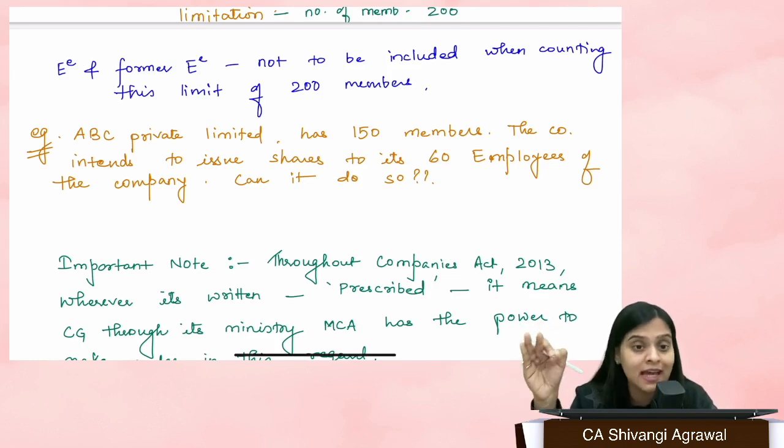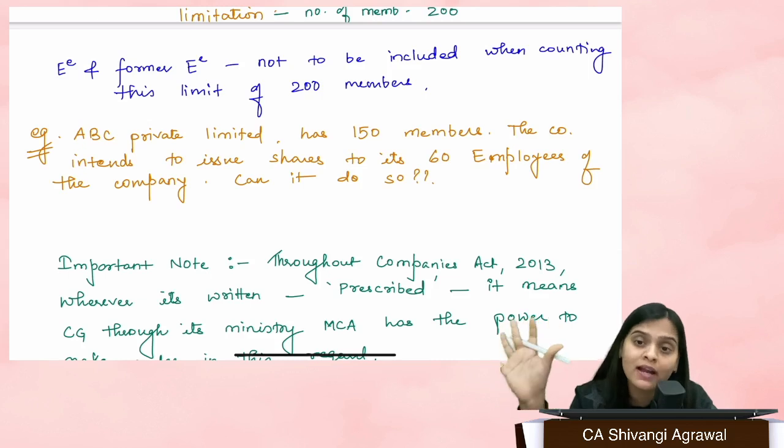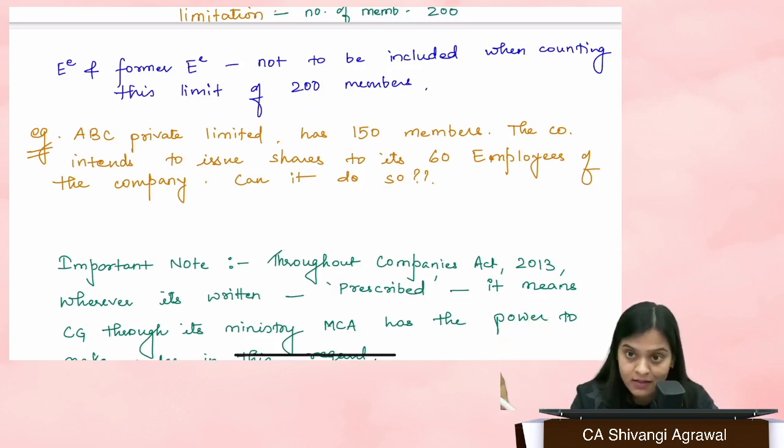A private company can issue shares to maximum 200 members, right? But employees are not counted in this limit of 200, right? So the total number of members, if we compute for this particular section, it will still be 150 only. So yes, the company can issue shares to its 60 employees of the company, right? So the answer would be yes.